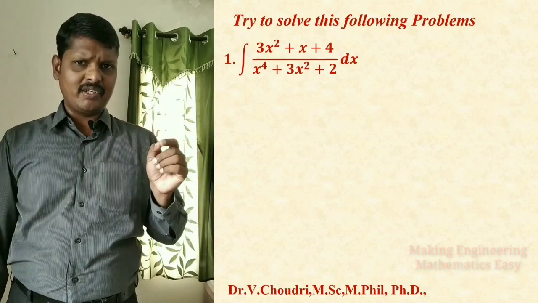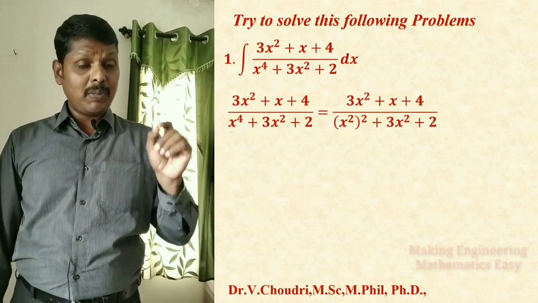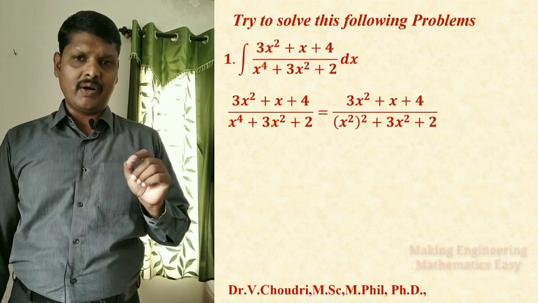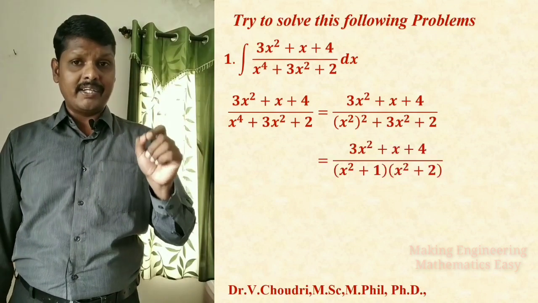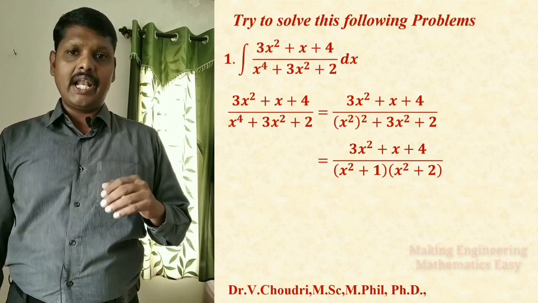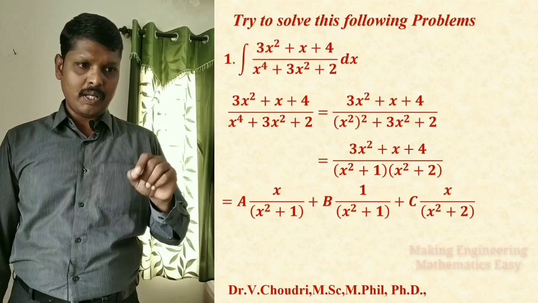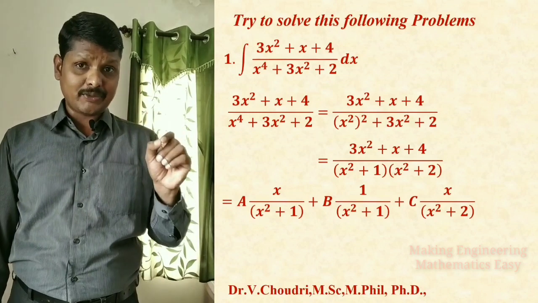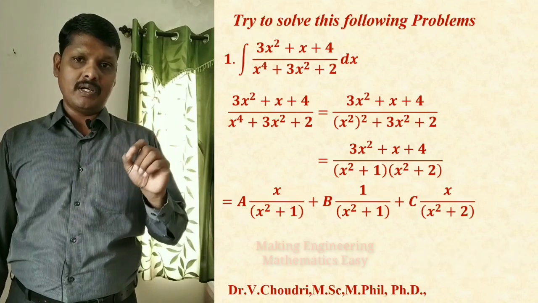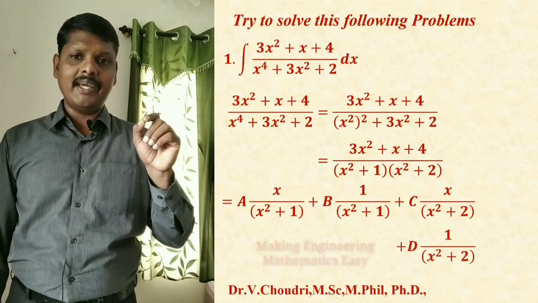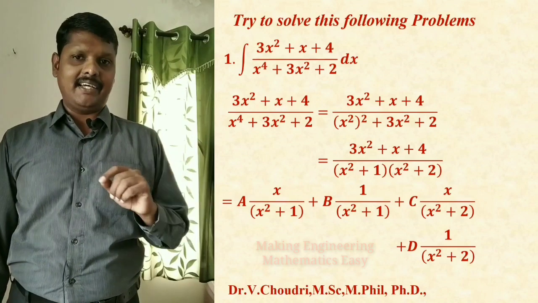Look at this denominator. When we rewrite this denominator into x square whole square plus 3x square plus 2, now the denominator easily factorized by x square plus 1 into x square plus 2. Now we apply the partial fraction: a into x by x square plus 1 plus b into 1 by x square plus 1 plus c into x by x square plus 2. Finally d into 1 by x square plus 2. Using partial fraction, you may evaluate this integral.